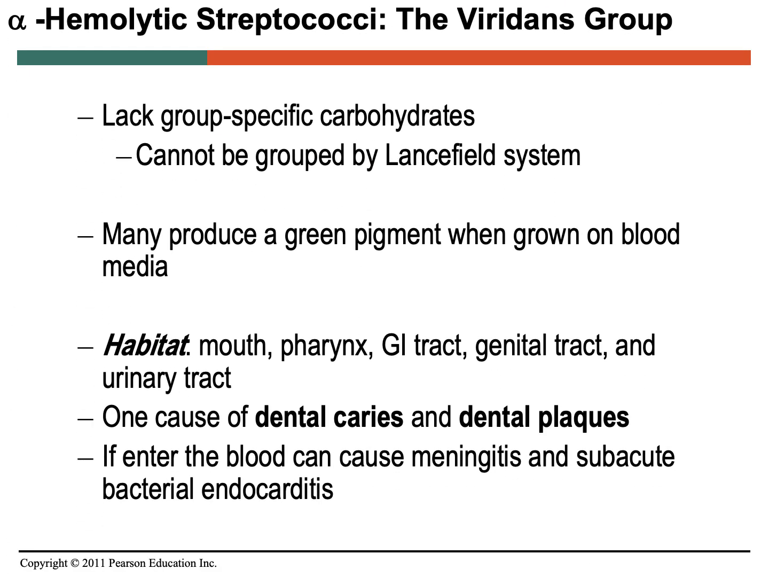What are these alpha hemolytic streptococci or viridans group? They lack group-specific carbohydrates, so they cannot be grouped by the Lancefield system. The same with Streptococcus pneumoniae. They may produce green pigment when grown on blood agar media. The green pigment there is your alpha hemolysis. They are normal flora of the mouth, pharynx, GI tract, genital tract, and even urinary tract. They can cause dental caries and dental plaques. If they enter the blood, they can cause meningitis and subacute bacterial endocarditis.